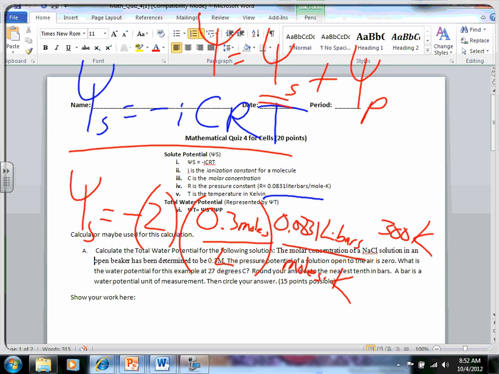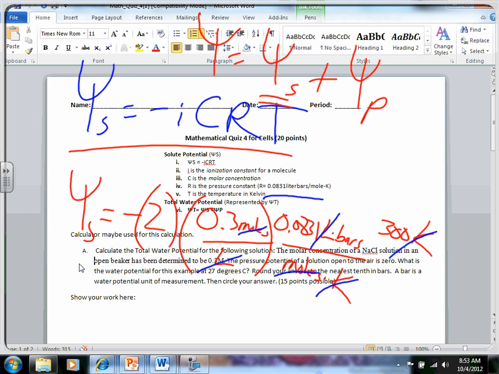All right, so let's check out our units. What happens to the kelvins up here? They cancel. What happens to the moles? Moles here, moles here. Liters here, liters here. All the units canceled out except what? Bars. Bars are a unit of pressure, basically. That's going to be a common unit we get for water potential. It's going to be in bars. So now we just do the math. Multiply that out.